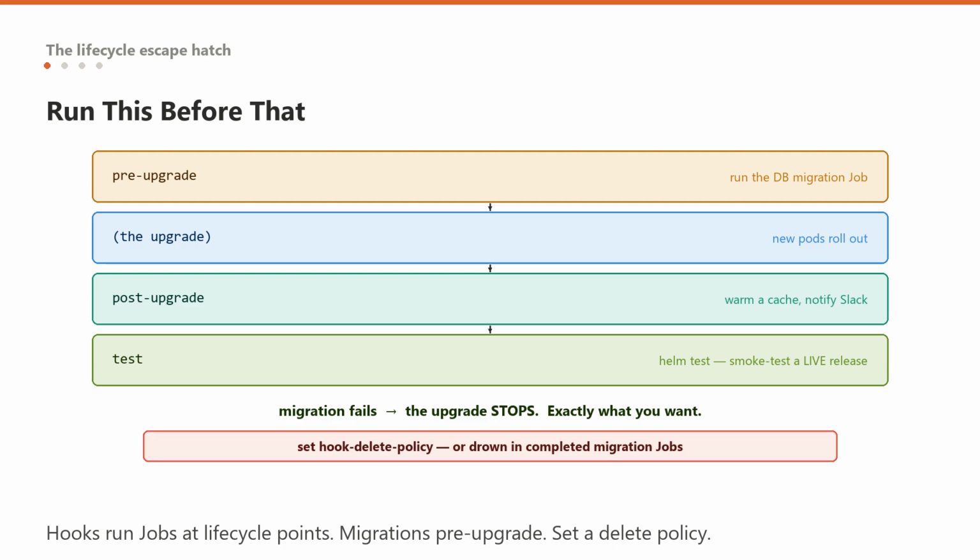Two practical notes. Hook resources are not managed like normal resources. Helm creates them and, unless you tell it otherwise, leaves them lying around. So set a hook-delete-policy or you will accumulate hundreds of completed migration jobs. And ordering between multiple hooks at the same point is controlled by a hook-weight annotation, lowest first. Hooks are powerful and they are also where charts get hard to reason about, so use them for genuine lifecycle needs and not as a general-purpose scripting mechanism.